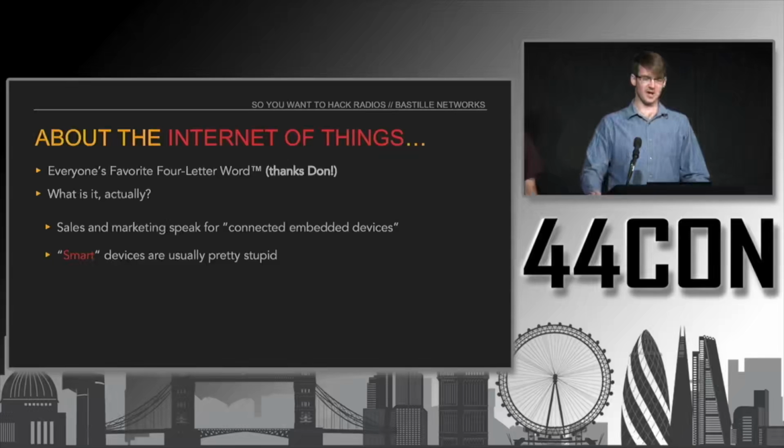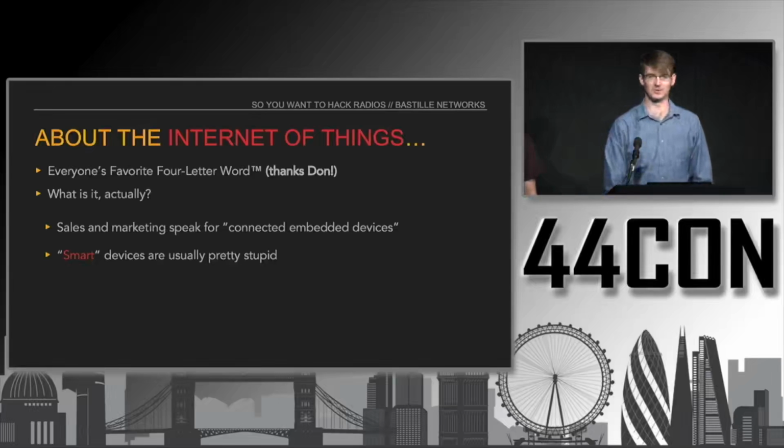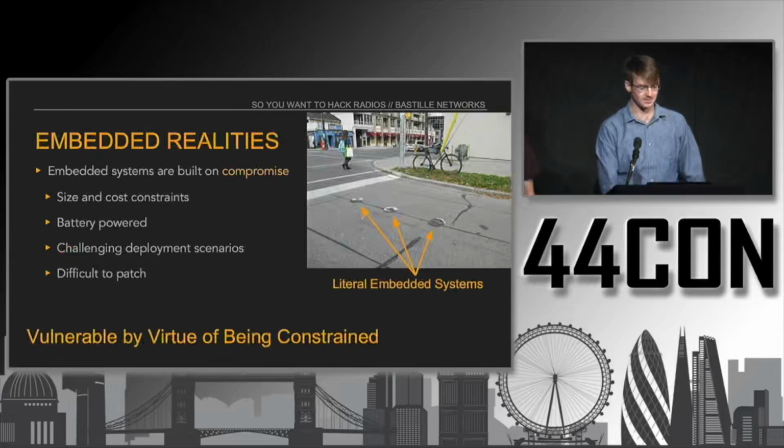So I think Don had a lot to say about the Internet of Things in his keynote this morning, and he described it as security researchers' favorite four-letter word, which I think is really great. But we all know that when we're talking about the Internet of Things, we're really referring to connected embedded devices. And as we've seen in headlines and security publications just about every week, these smart devices are usually pretty dumb. And there are good reasons for it. It's because these embedded systems are really built around compromise.